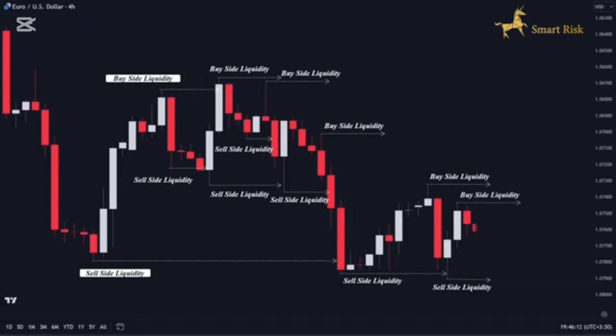Now let's continue. As you can see, price pushed to the downside and has taken out the sell-side liquidity with this red momentum candle.